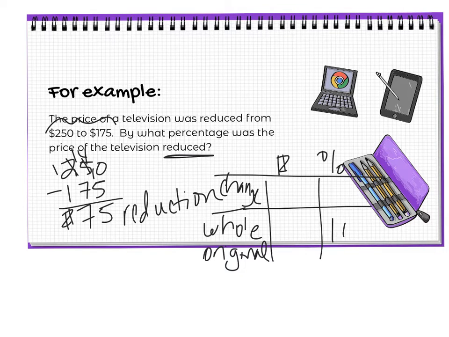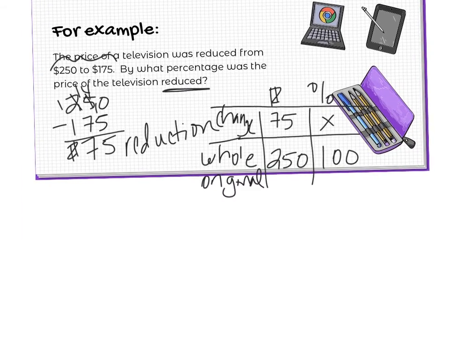So 100% of this TV, if I got no discount and I had to pay 100% of the price, I'd be paying $250. Okay. All right, so the change, though, was $75. And I need to know what percent that represents. Okay, so that's the way I'm going to set up that proportion. And then I'll show you another way to do this as well.